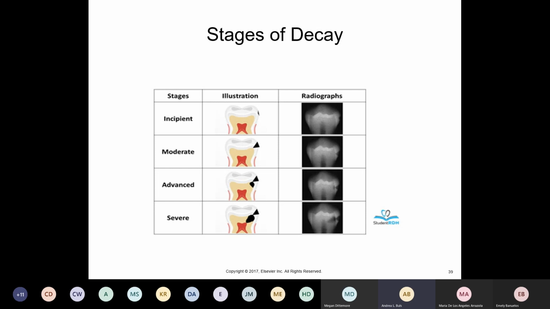I just put this image in because I think this is nice to have to compare the stages, the illustration with the radiograph, so you'd kind of know what you're looking at on a radiograph and what stage of the game you'd be in if you were seeing a tooth like the examples here.